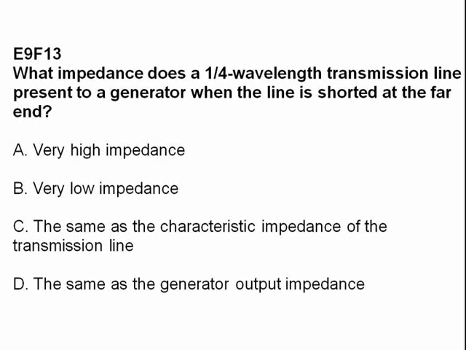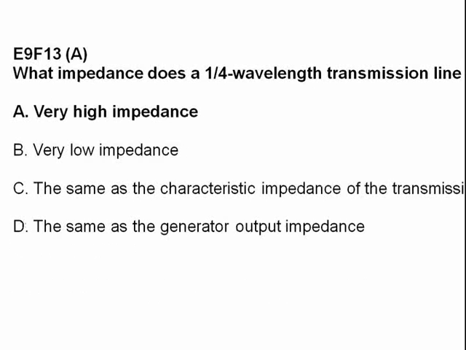What impedance does a quarter wavelength transmission line present to a generator when the line is shorted at the far end? A, very high impedance. B, very low impedance. C, the same as the characteristic impedance of the transmission line. Or D, the same as the generator output impedance. Answer A, very high impedance.